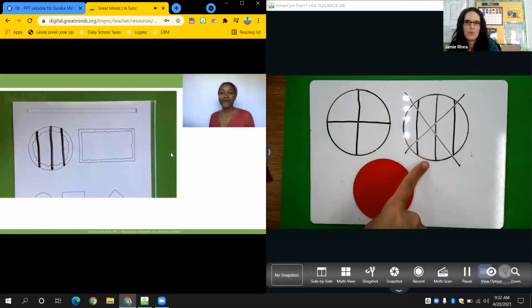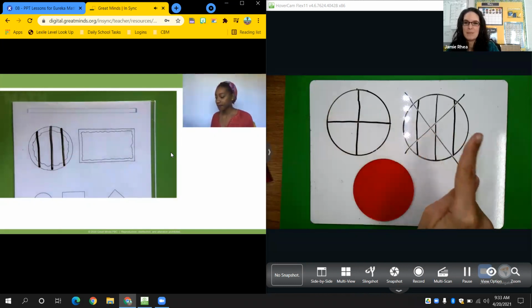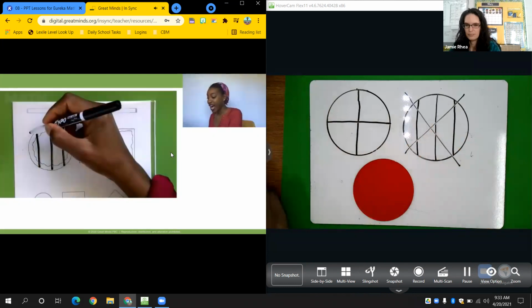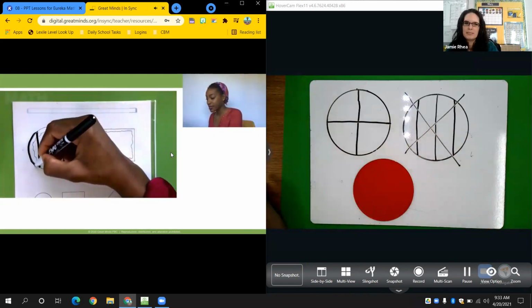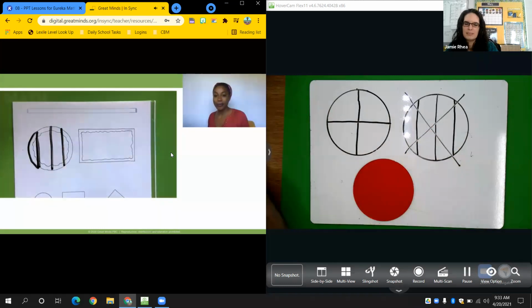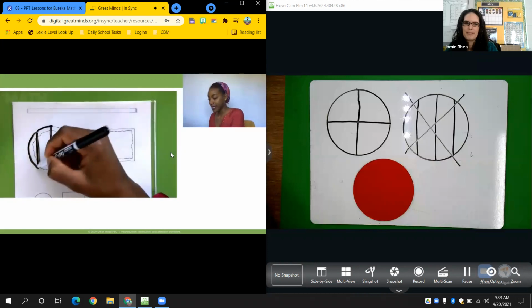Did we decide that was fourths? Okay, mathematicians, did I show fourths? No. Well, I have 1, 2, 3, 4 pieces, but I don't think this is fourths, because they're not the same size. Fourths have to be the same size. Not fourths because these pieces are not the same size. This piece is much smaller than the piece next to it.